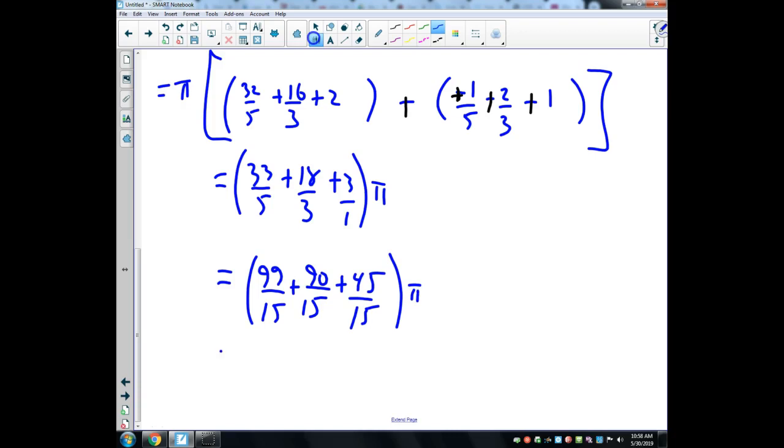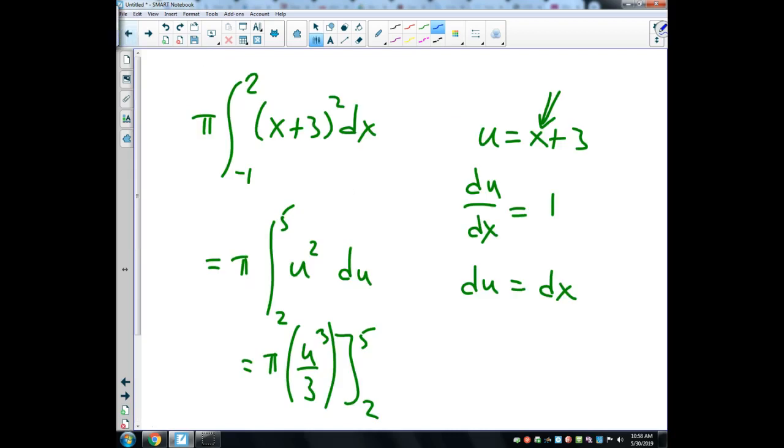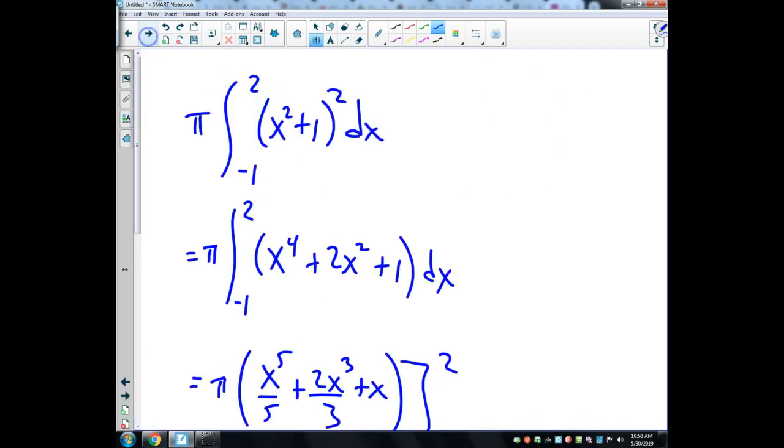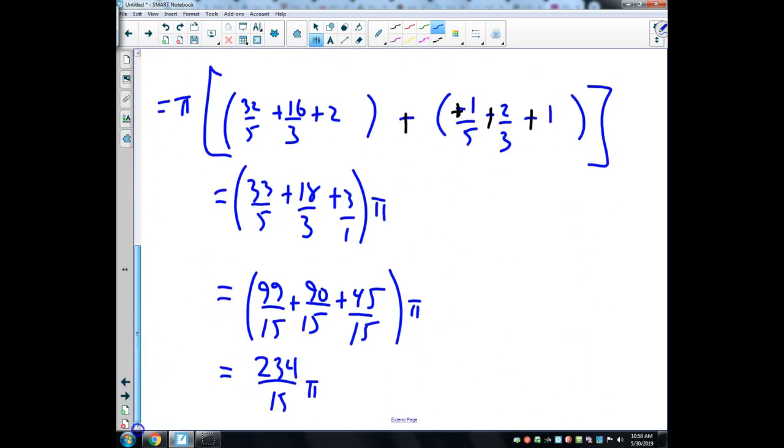And you get 99 plus 90 is 189, plus 45 is 234. Okay, so what did we get? We got that the green volume is a total of 39 pi cubic units. The blue volume is a total of 234 fifteenths of pi.